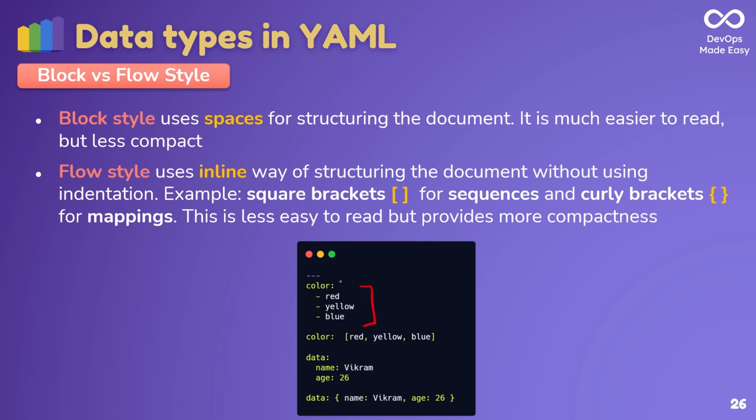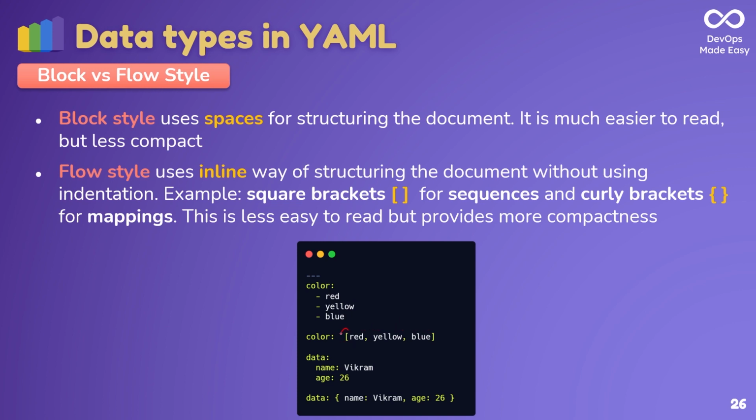So this is a block. Block style uses spaces for structuring the document. It is much easier to read but less compact, because this will occupy a lot of space. In case of flow style, these are called the inline way of structuring the document. That means if color is a list, I can have the elements of the list mentioned on the same line. It takes less space, but it is somewhat less easy to read, because giving it on a separate line makes it easier to read. Giving it on a single line makes it a little bit more difficult to read.